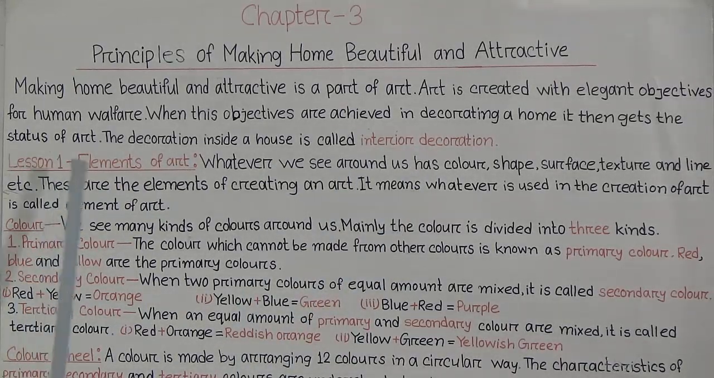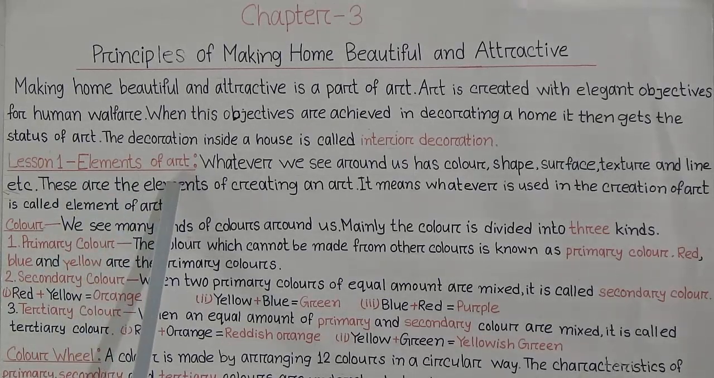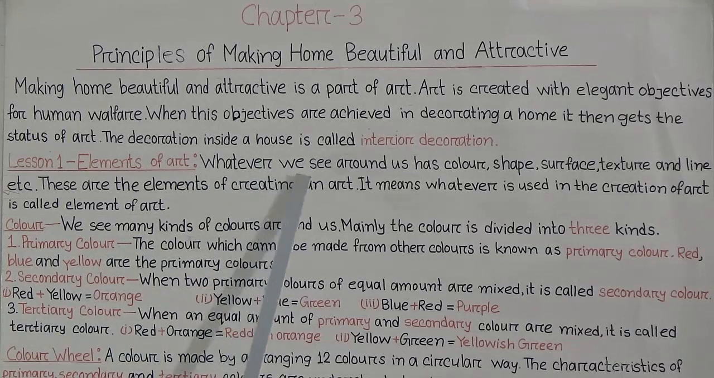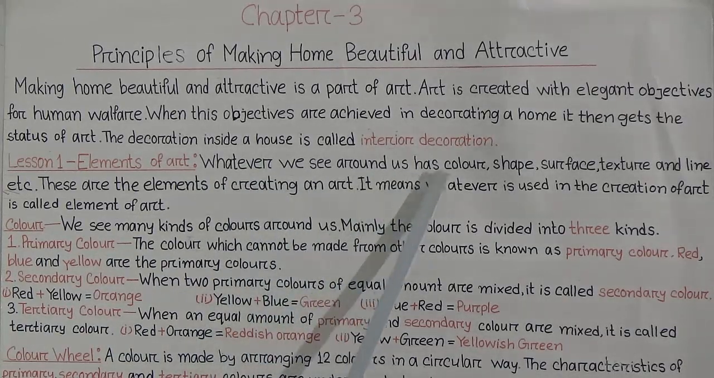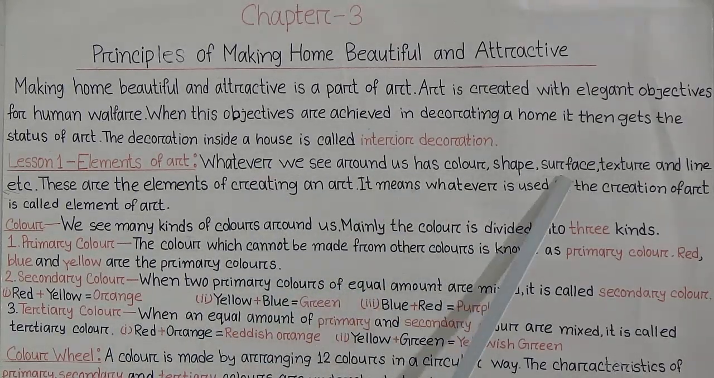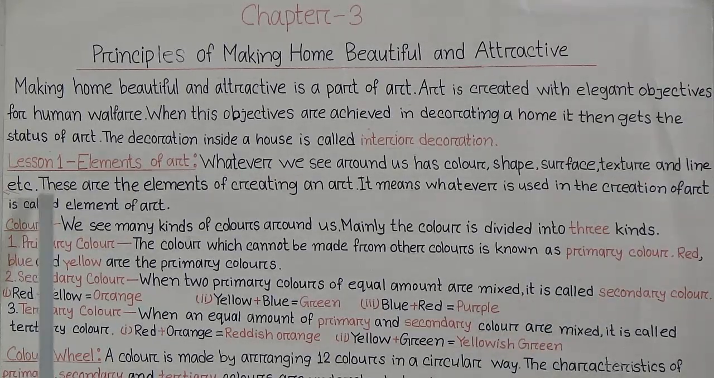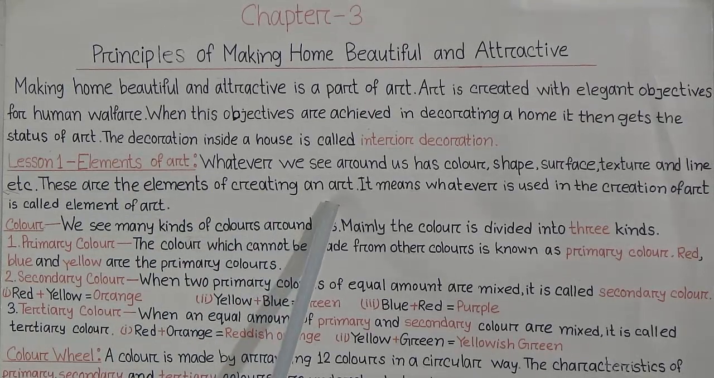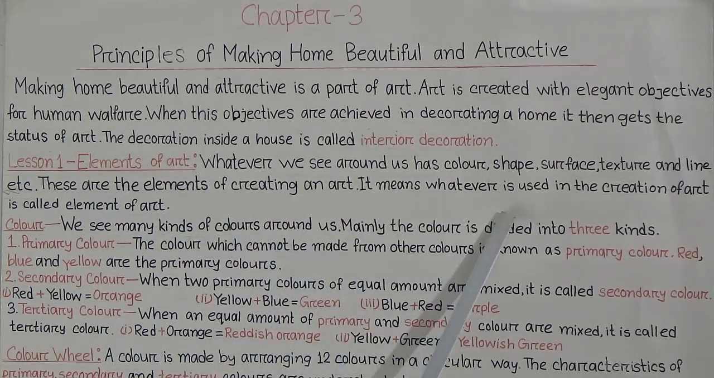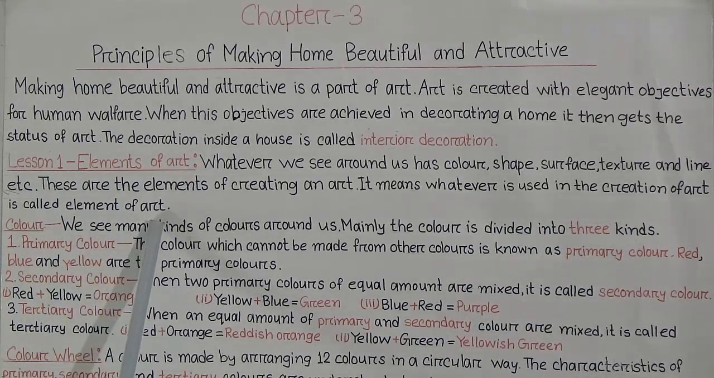Now, lesson 1, elements of art. Whatever we see around us has color, shape, surface, texture and line, etc. These are the elements of creating an art. It means whatever is used in the creation of art is called element of art.